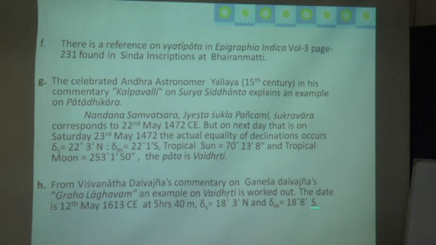Actually I have taken the Stellarium example for this day. For 1613 CE, 12th May, 18 degrees 3 minutes is the declination of the moon to the south, and the declination of the sun. I have not taken the picture. This is from Vishvanatha Daivajna's commentary on Ganesha Daivajna's Grahalaghava.